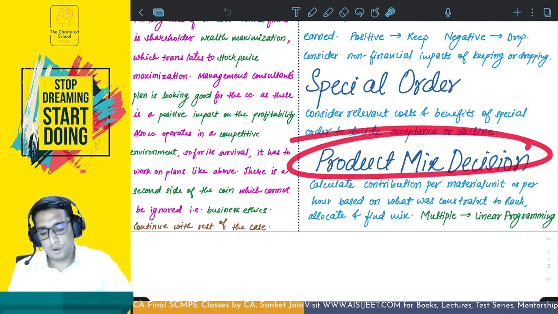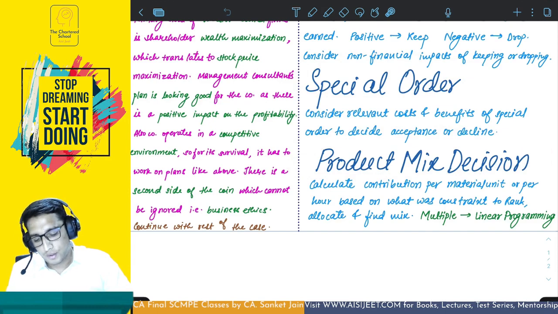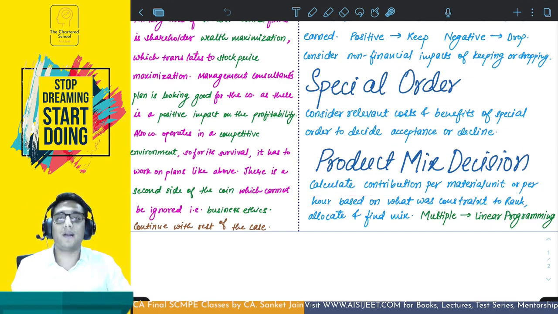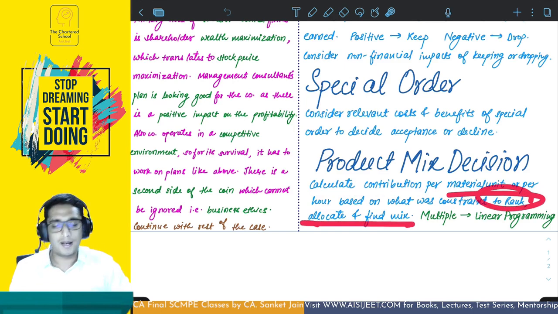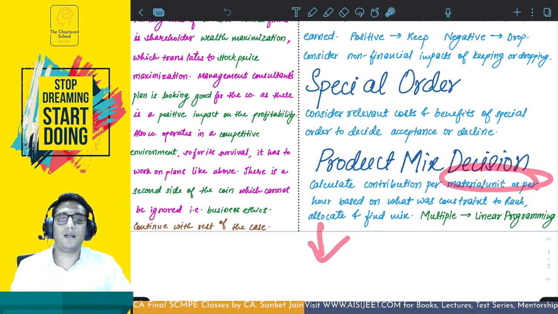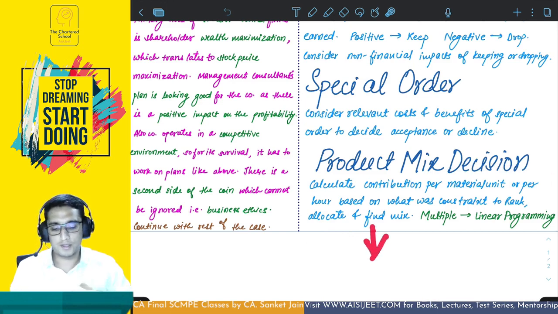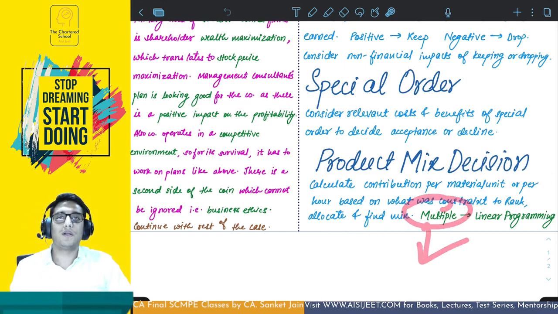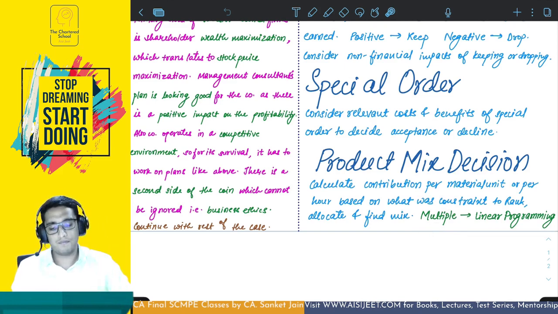And finally, the last one, product mix decision. Calculate contribution per material unit or per hour, based on the constraint that is given. On the basis of that you will rank, then allocate the number of hours or material units, and then identify the product mix. That will be a product mix decision. If multiple constraints are given, then linear programming would have to be used, and you should solve one question on linear programming.